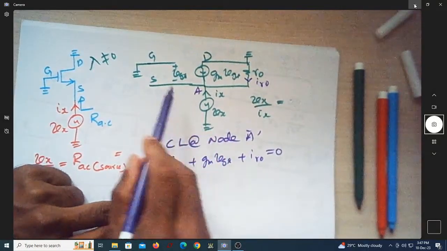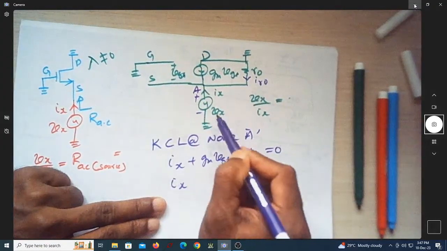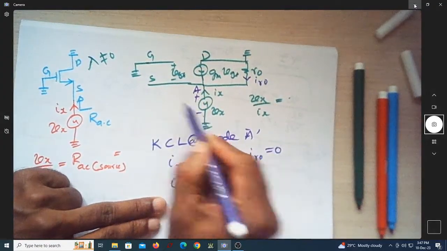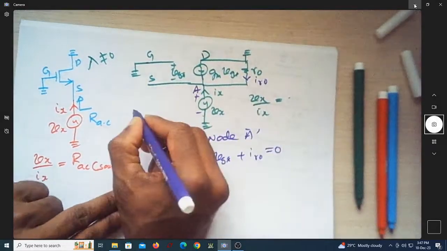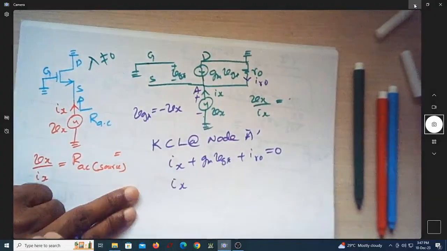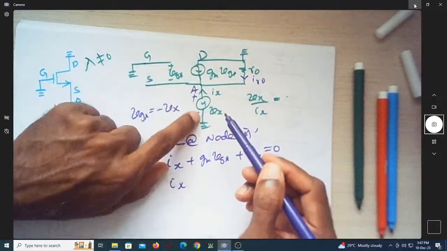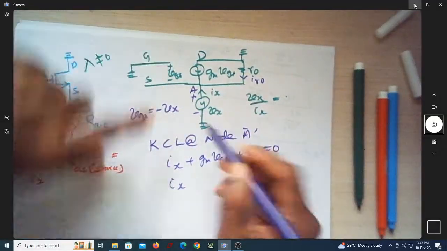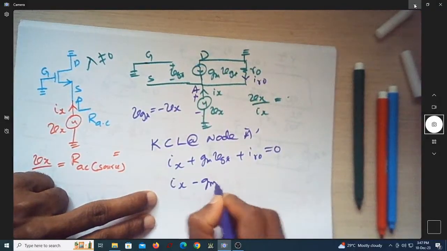If you see carefully, this is Vx plus, and this is minus, the negative term. Is this minus grounded, and is this plus of Vgs also grounded? So I can write that Vgs is equal to minus Vx, because these two are exactly opposite. Plus is connected to minus, minus is connected to plus of Vgs. So Vgs is equal to minus Vx. I can write it as minus gm into Vx.